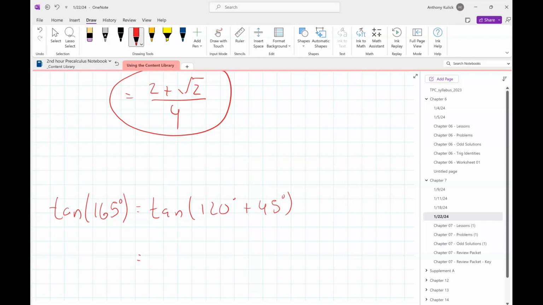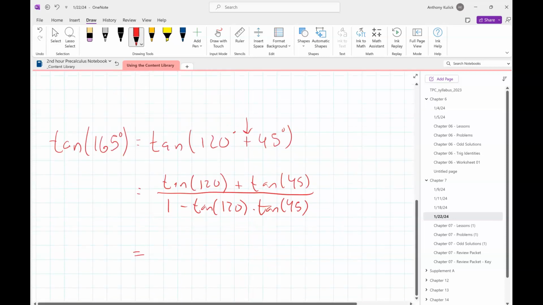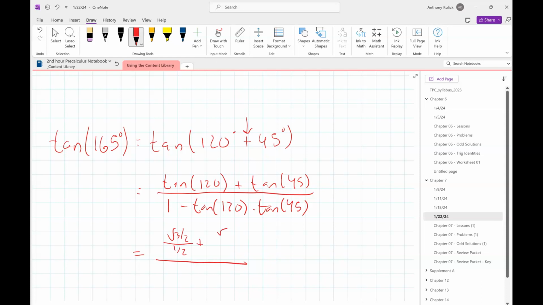So I'll go and I'll look at my sum difference identities for tangent. We did the sum. So we're going to have tan of 120 plus tan of 45 over 1 minus tan of 120 times tan of 45. At this point, I'll go to my unit circle. At 120 degrees, tangent is y over x. And then 45, again, y over x.